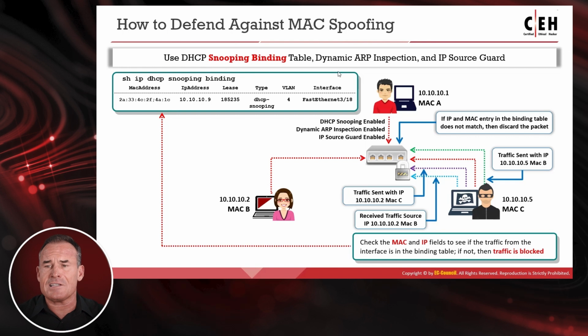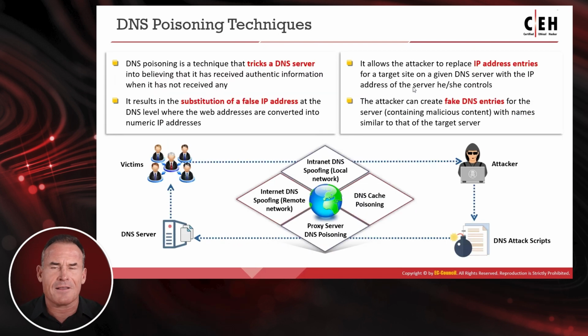All right, how to defend against MAC spoofing. That would be the DHCP snooping binding table, dynamic ARP inspection, and then the IP source guard component. Again, I'm not a Cisco guy by background. I attack Cisco devices. I don't really ever configure them. Just haven't really gone down that path. The planets have never seemed to align on getting more into the Cisco side of things.